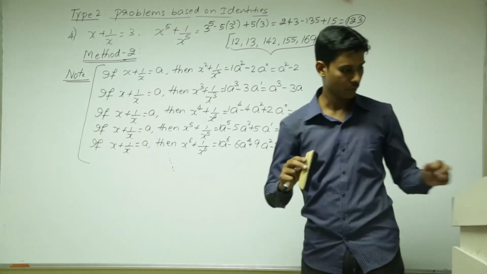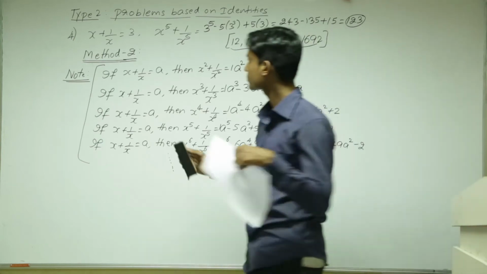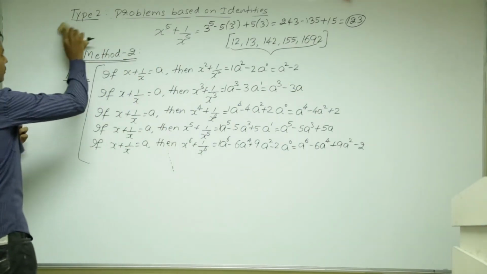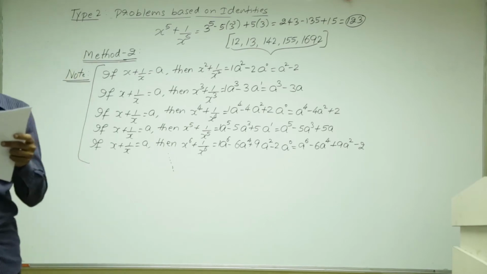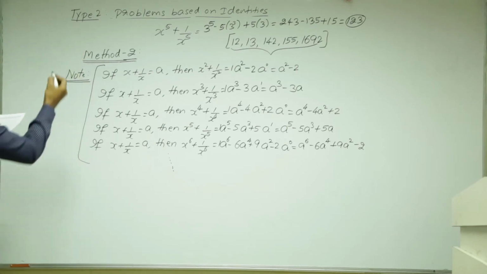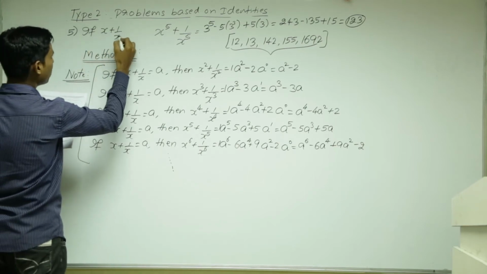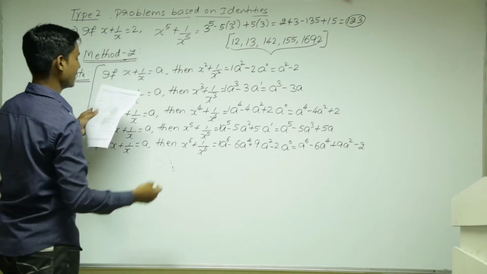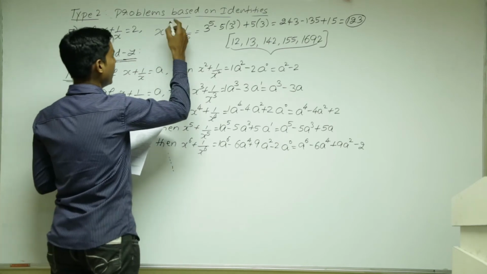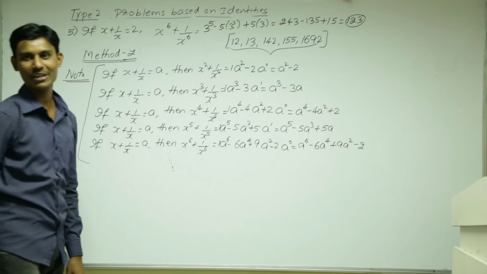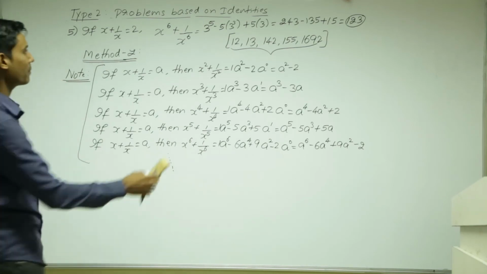Getting the idea? Please see your question number 5. Your question number 5 is: if x plus 1 by x is equal to 2, they are asking for the value of x power 6 plus 1 by x power 6. How much is it? They are asking the value of x power 6 plus 1 by x power 6.